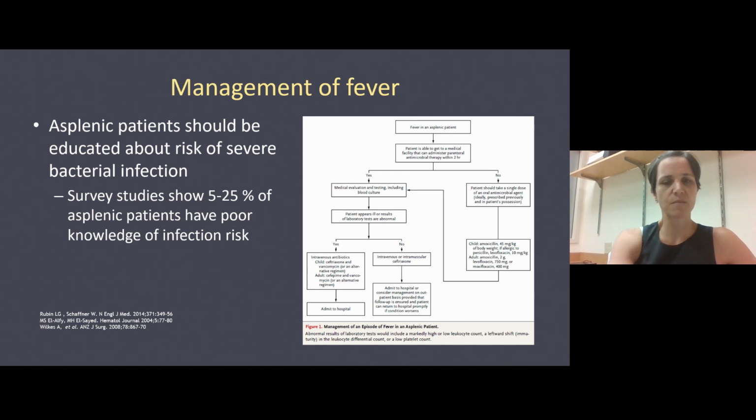And then lastly, with asplenia, how do you manage fever? It turns out many people have poor knowledge of their infection risks. So your first job is to educate, and then your next job is to give them a prescription for an antibiotic that's active against strep pneumo and Haemophilus influenzae. So this is something like levofloxacin if they're penicillin allergic, or something like amoxicillin-clavulanate if they're not penicillin allergic. They need to have that at home. And if they have a fever and they're more than 2 hours away from being able to be evaluated, then they need to take it while they're seeking care. If they can be evaluated within 2 hours, then you see them in the office. They don't need to take their antibiotic.